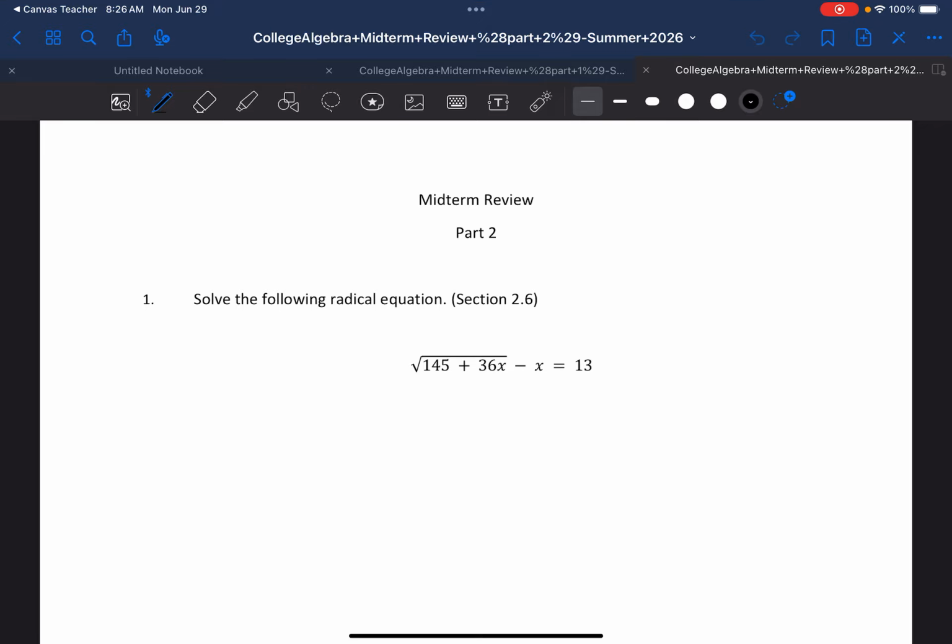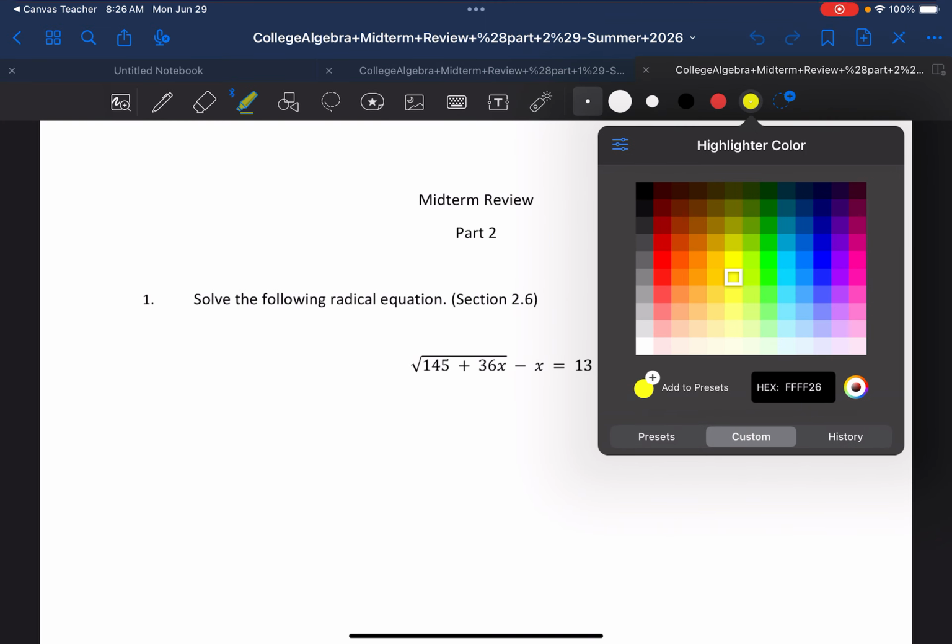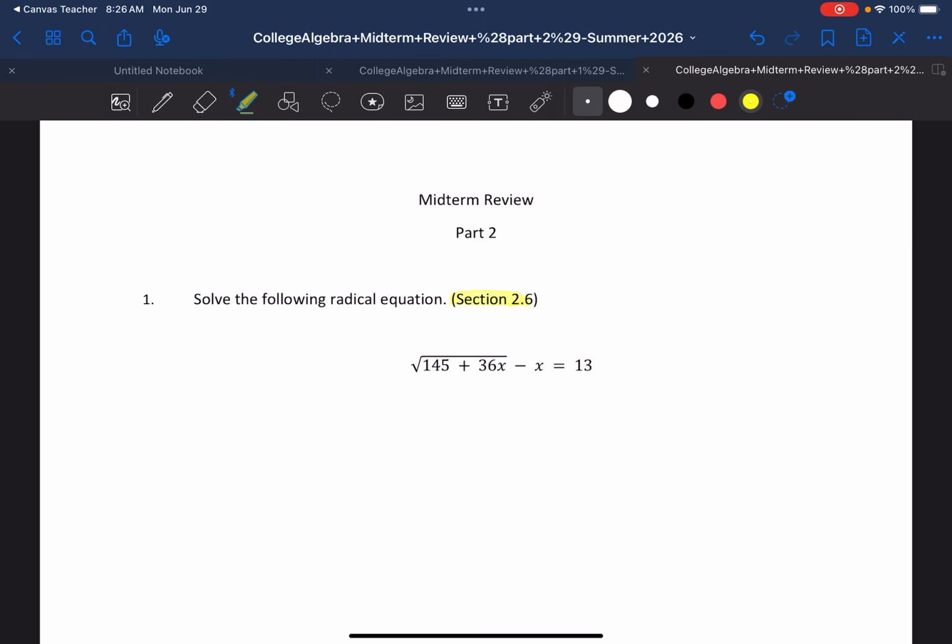Alright, so in this video I'm going to be going over the midterm review part 2. So the first one here is from section 2.6, and that is dealing with solving radical equations, so equations that have radical expressions in them.